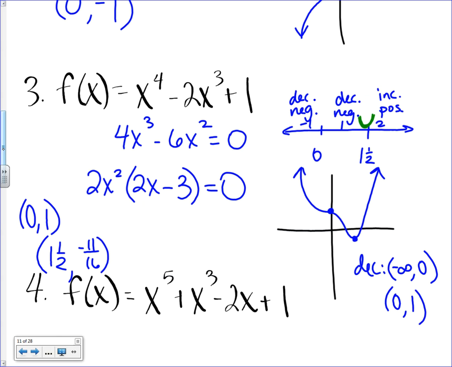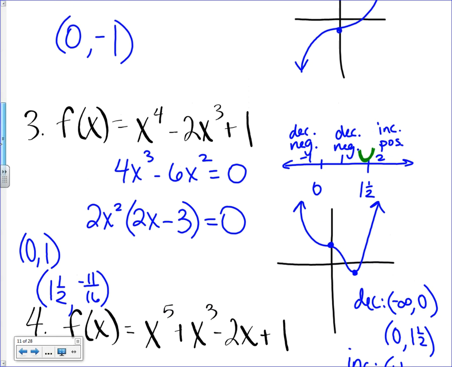So we're going to have to break them up. And then we're increasing. No. This goes to 1 1/2. And then we're increasing from 1 1/2 to infinity.